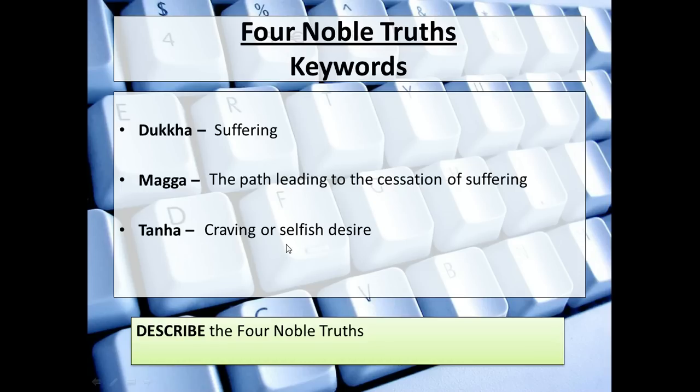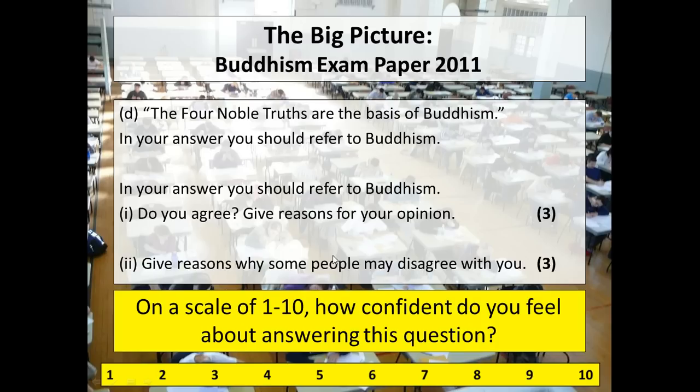Sometimes when you see this word translated as desire, it makes people think, but desire isn't always bad because you can desire to help people. But from the Buddhist point of view, desiring to help people is compassion. It's not tanha, it's karuna. And desiring somebody to be happy is metta, loving kindness. So tanha is selfish desire.